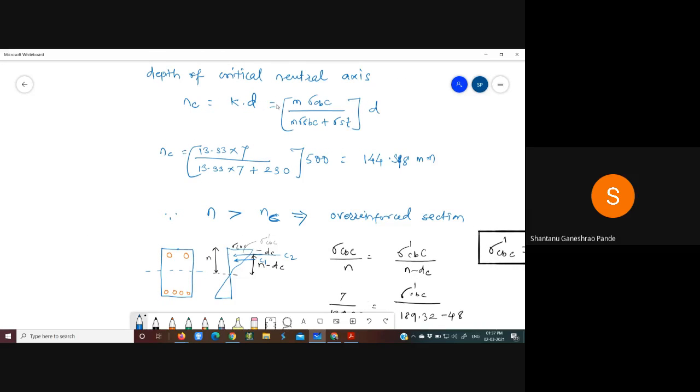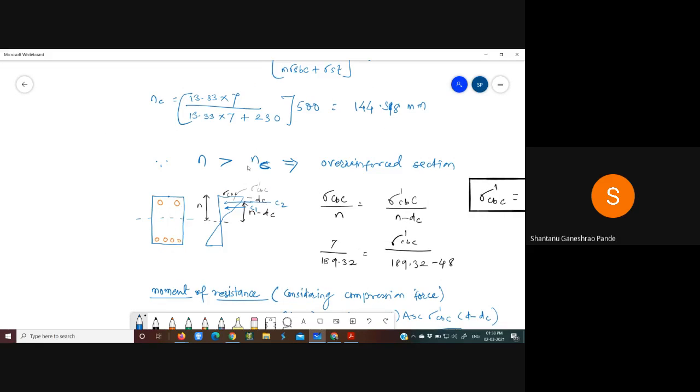Then you have to calculate the depth of critical neutral axis to identify whether the section is under reinforced or over reinforced. So NC is equal to KD, where K is the neutral axis depth parameter or design constant, m sigma CBC upon m sigma CBC plus sigma ST. That will be the K value multiplied by D. Once you get the NC value, compare it with the n value. If n is greater than NC, it is over reinforced. If n is less than NC, it will be under reinforced. If you get n equal to NC, it will be a balanced section.